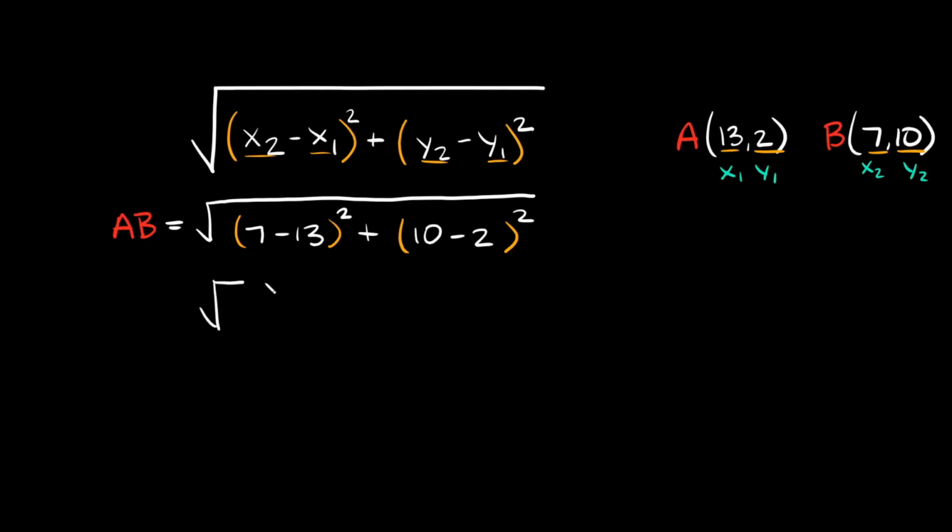So simplifying this again, in this first set of parentheses, we have 7 minus 13, that's equal to negative 6, right? So we're gonna have negative 6 right there. And remember, that's squared, and then we're gonna add that to this other set, 10 minus 2, which is equal to 8, all right? So then here we have 8 squared.